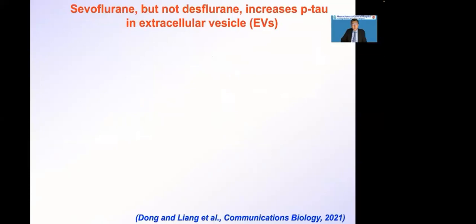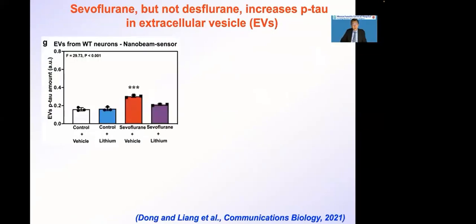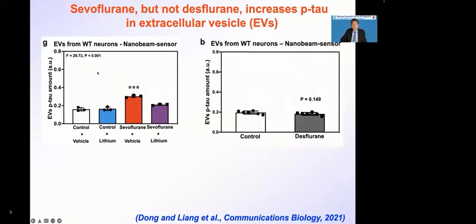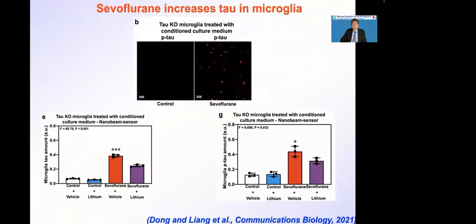We further found that sevoflurane, but not desflurane, increases tau and p-tau in the extracellular vesicles. So here too, with sevoflurane, we see such an increase in p-tau in these EVs, but not with desflurane. We also found sevoflurane increases tau inside microglia. This is a tau knockout microglia, so we shouldn't see any tau. If we see tau, that means something from an external source went inside the tau knockout microglia.